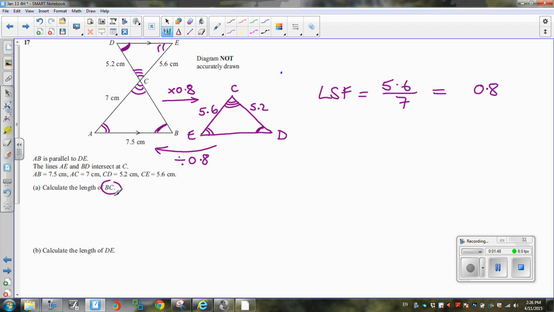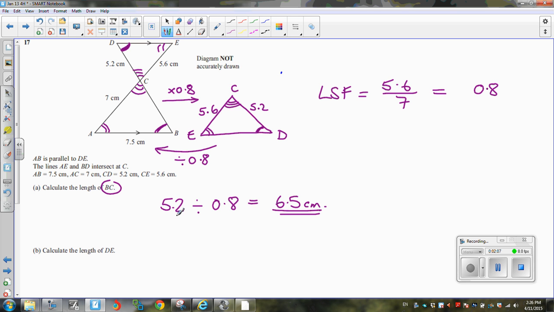Okay, first thing we need to find is the length of BC, which is this one here. And I can see CD, which corresponds to CB, is 5.2, but I'm going in this direction, so I'm going to do 5.2 divided by 0.8, and that comes out as 6.5 centimeters.